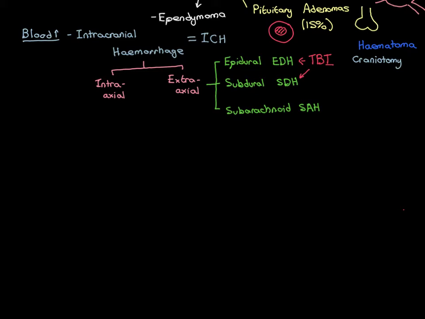So again, we can surgically remove it by, again, removing a little piece of the skull and then going in and draining the subdural hematoma. So a craniotomy, again, can be the treatment for a subdural hematoma. Right, so that's epidural hemorrhages and subdural hemorrhages covered. Let's now go on to subarachnoid hemorrhages.